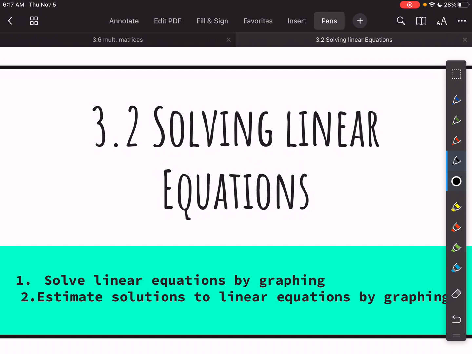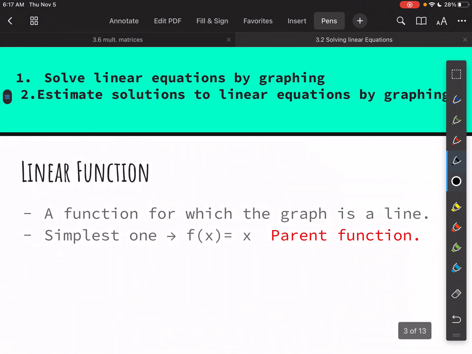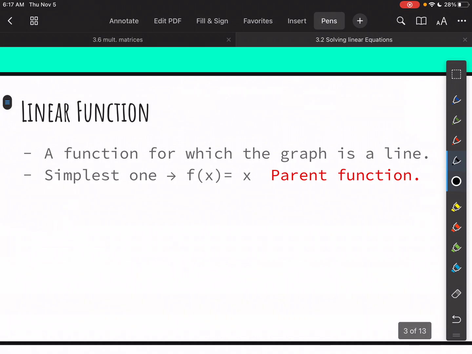So we have two things that are involving graphing today, but I also am going to show you how to solve linear equations algebraically. So that should actually be the third thing that we have on our agenda. Okay, so let's get into linear functions.